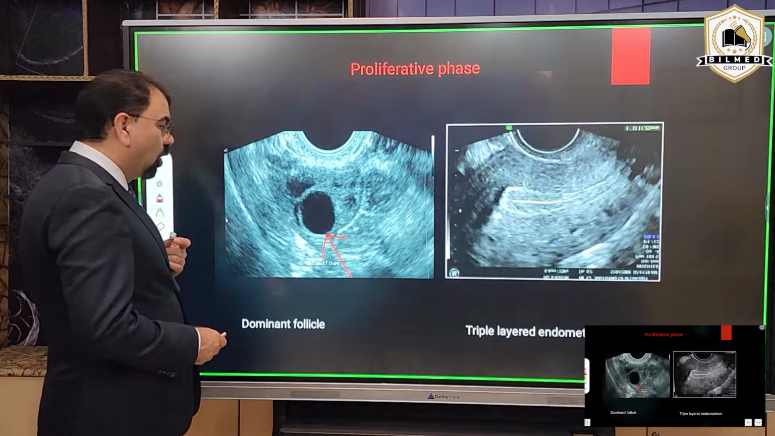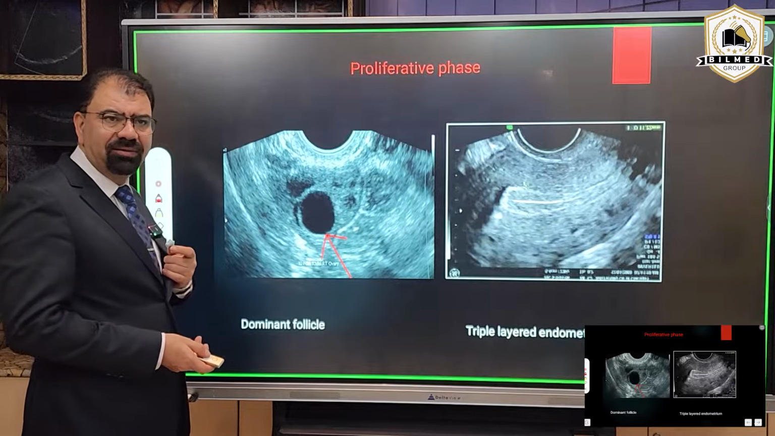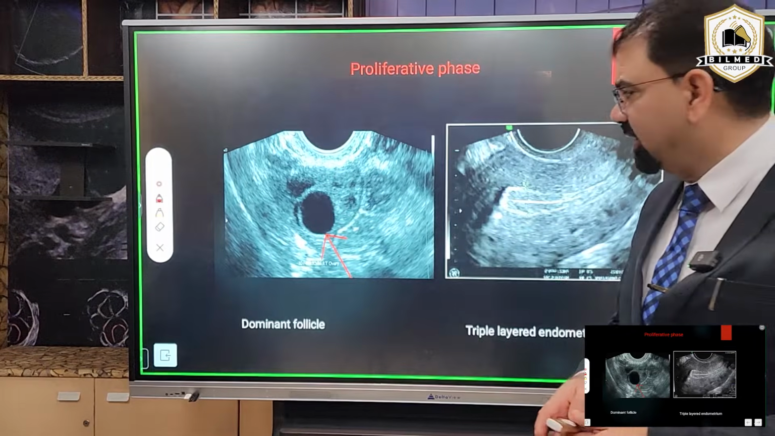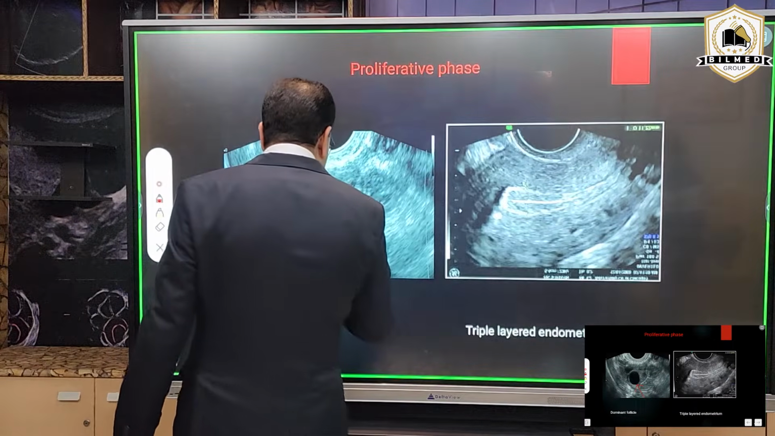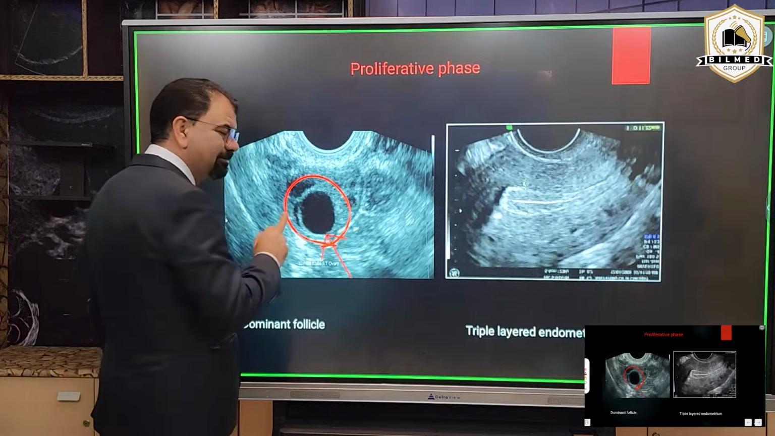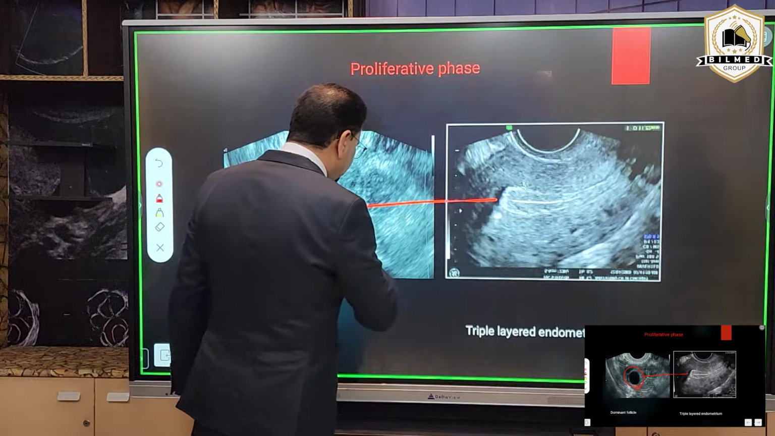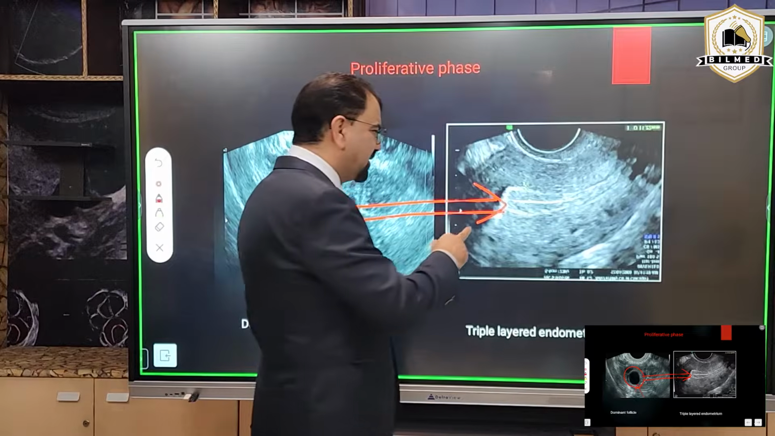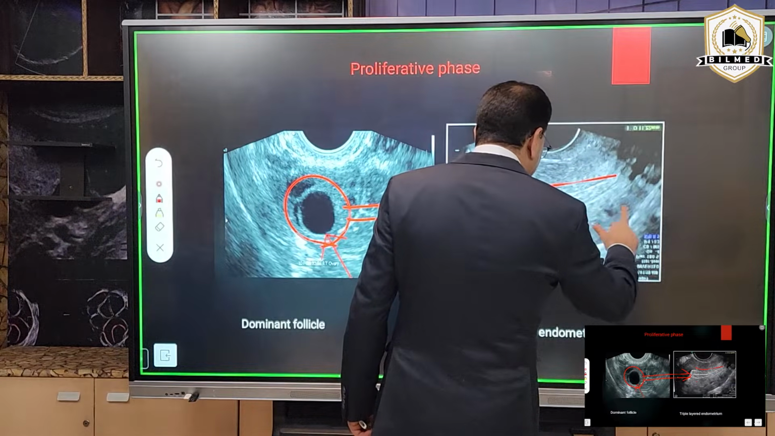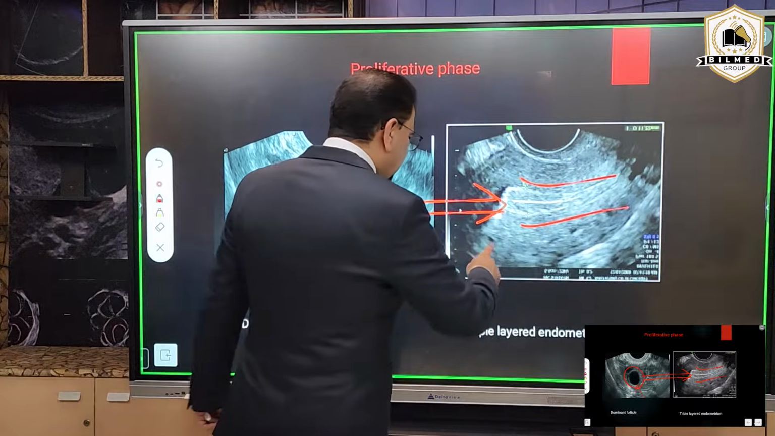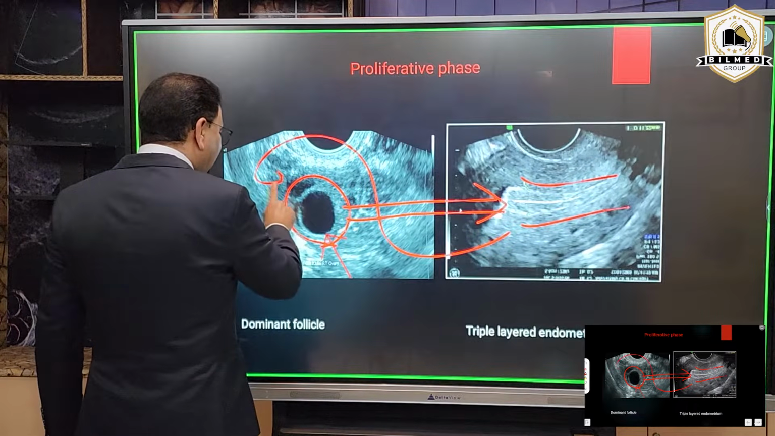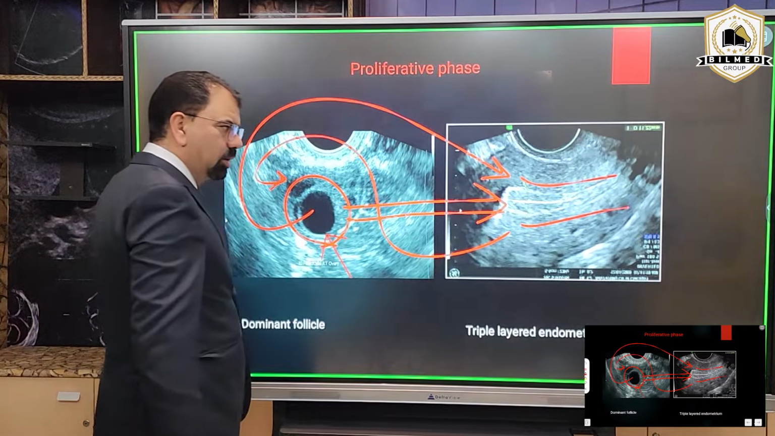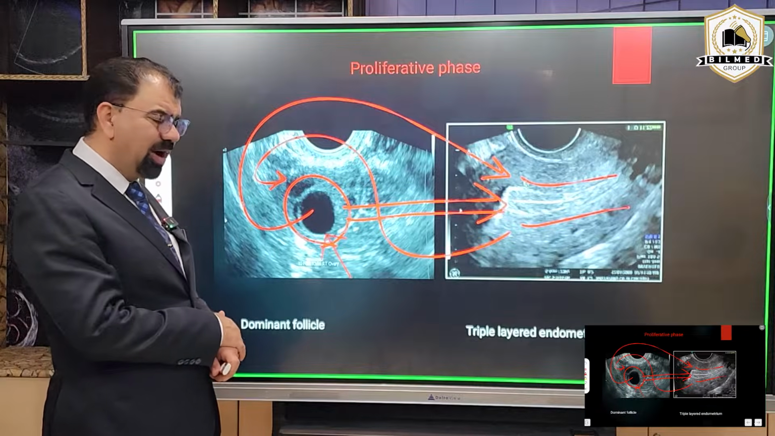Now, a dominant follicle will look like a dominant follicle only. We will not discuss that. The point here is that the dominant follicle, if seen, has to be correlated with the endometrium. If I am having a triple layered endometrium, try to understand, I should have a dominant follicle, and vice versa. If I am having a dominant follicle, I will expect a triple line endometrium. Why am I saying this?